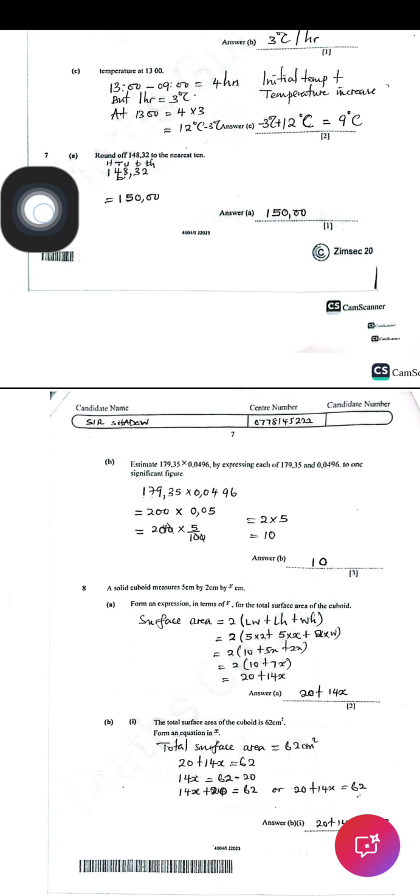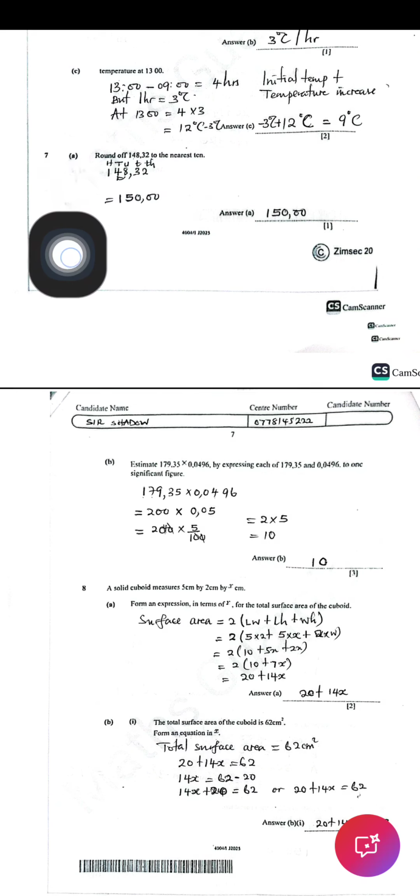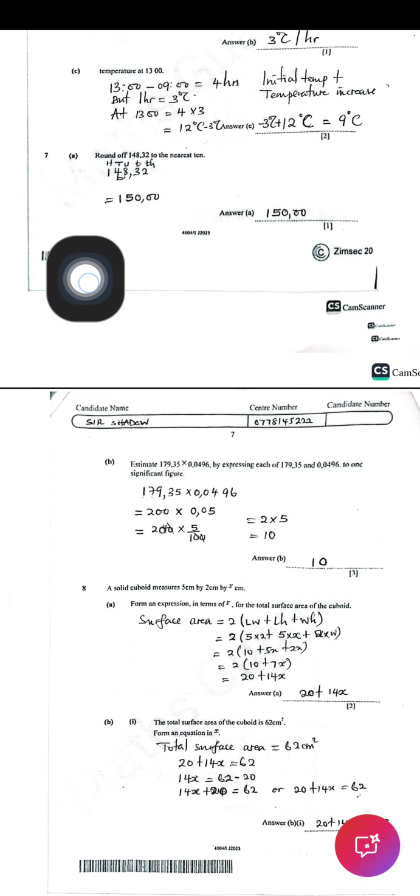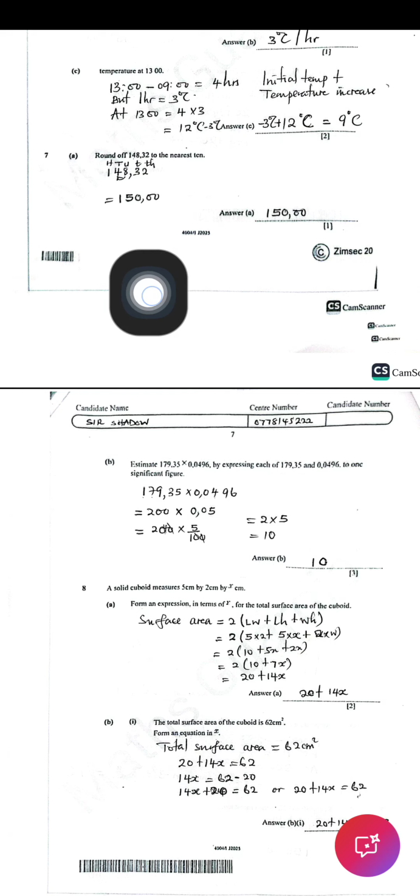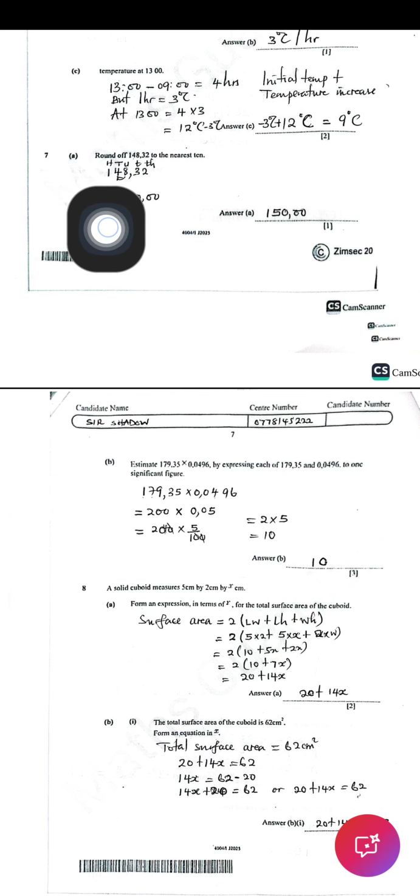So let's move on. Question number 7A, which is found right here. We're saying round off 148,32 to the nearest 10, right? I managed to repeat writing the number, which is 148,32.